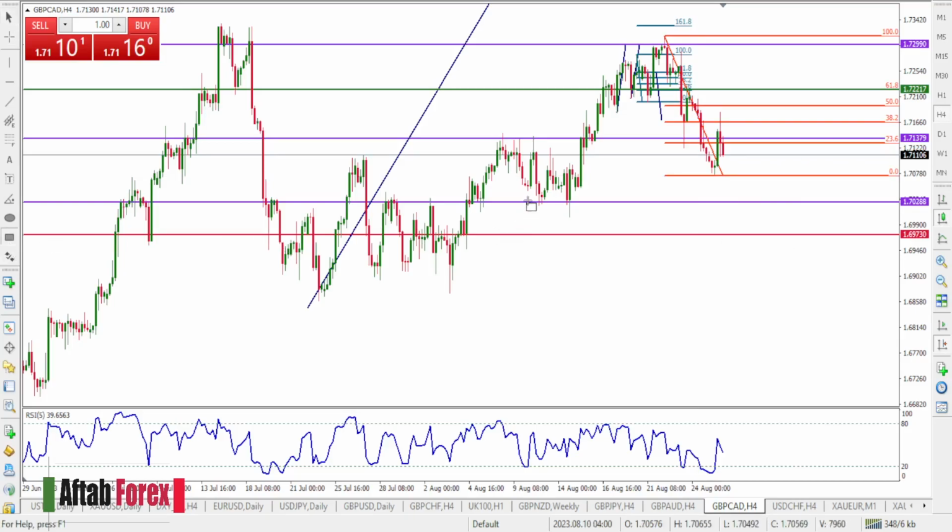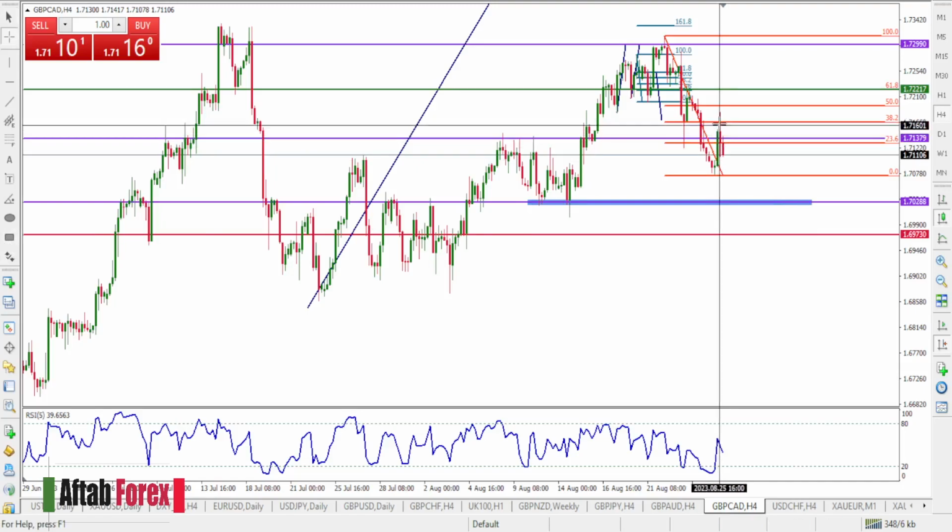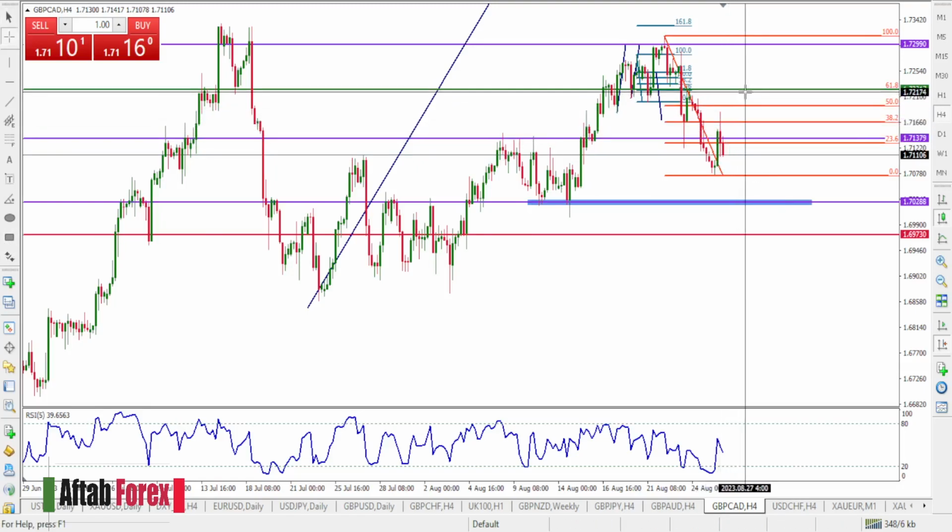Right here there is a good chance that the market may take some support, so it's dropping, and from there it will be giving us 189 pips. If you take a buy from right here, that will be 111 pips.